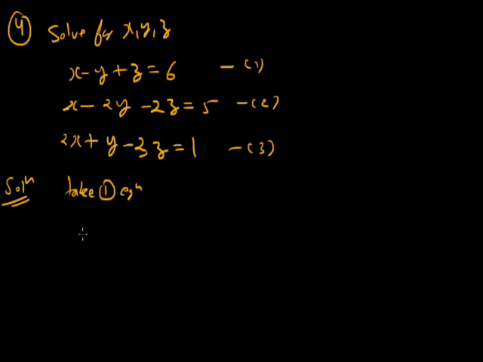From this first equation, find the value of z. Let's say x minus y plus z equals 6. So I get the value of z is equal to 6 minus x plus y. X becomes minus x, minus y becomes plus y. So this is the value of z from equation number 1.